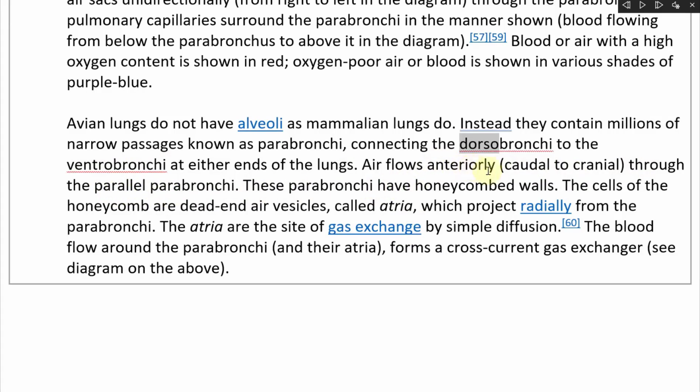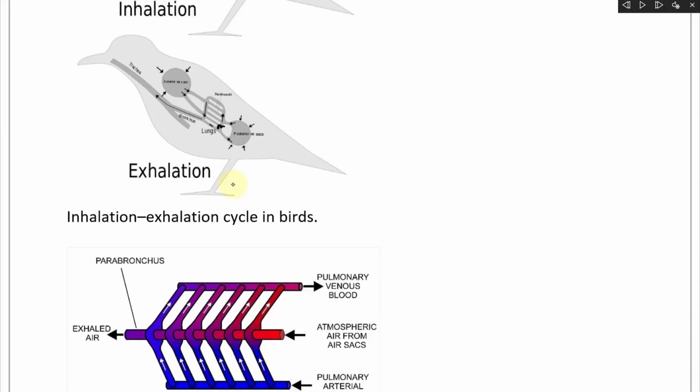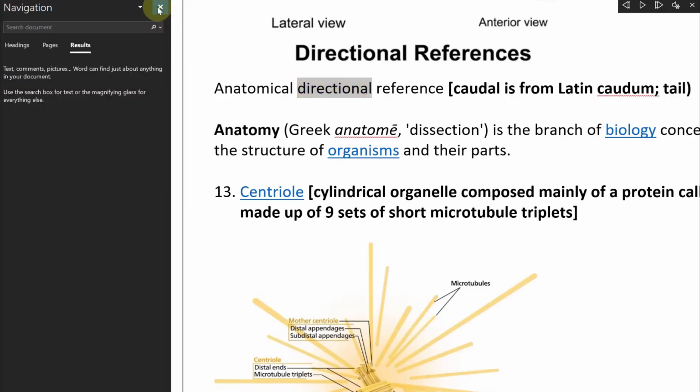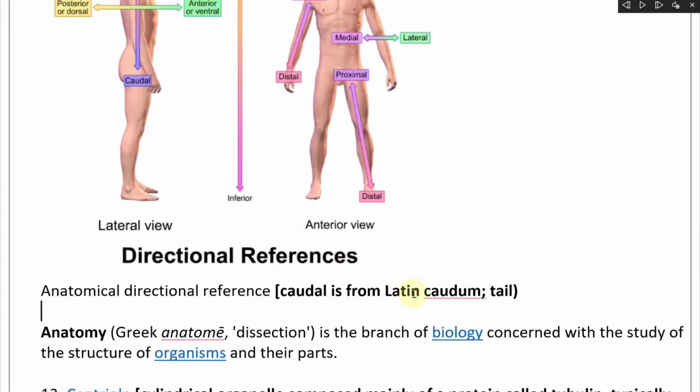So if air flows anterior through the parallel bronchi, anterior is through the caudal to the cranial, so going upwards, from this bottom right here to the top. And now here, if we just zoom over back to the anatomical directional reference, the caudal is from Latin cauda, or tail.